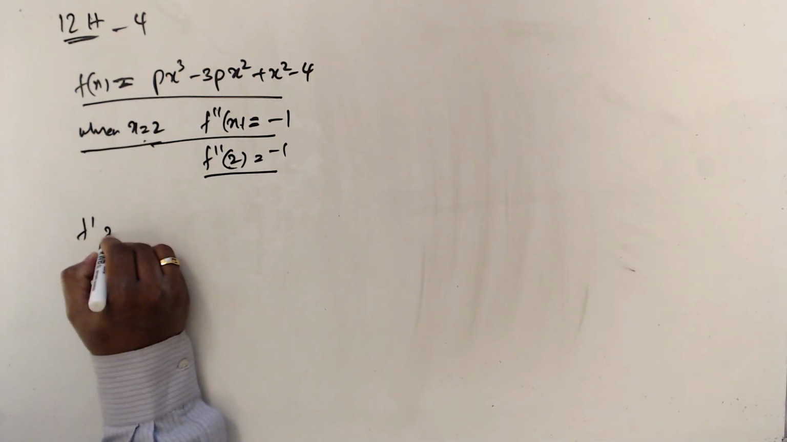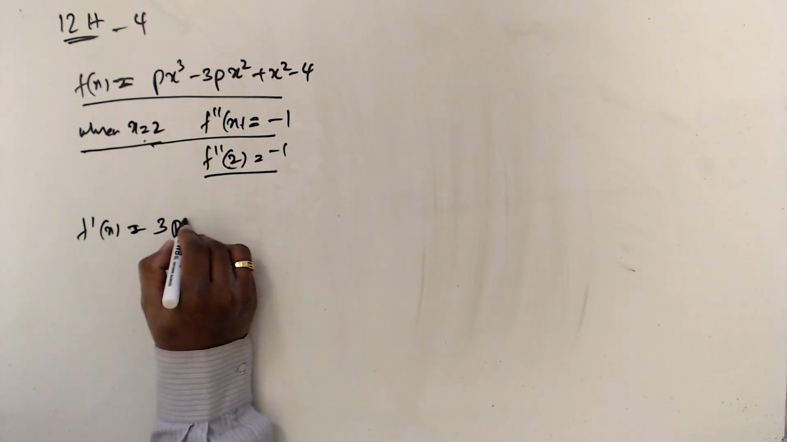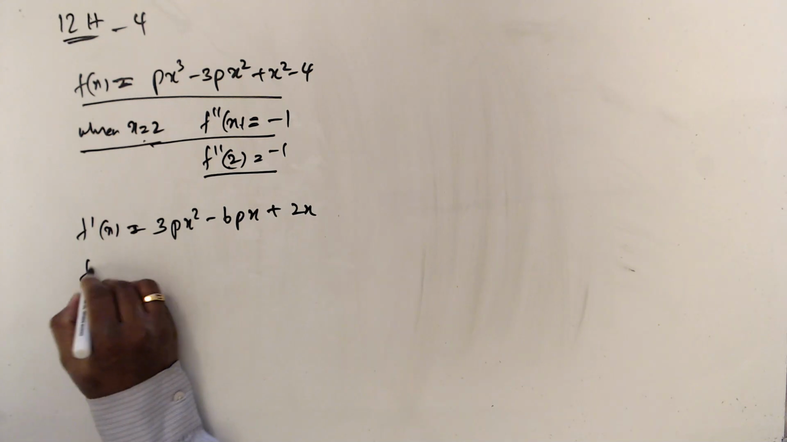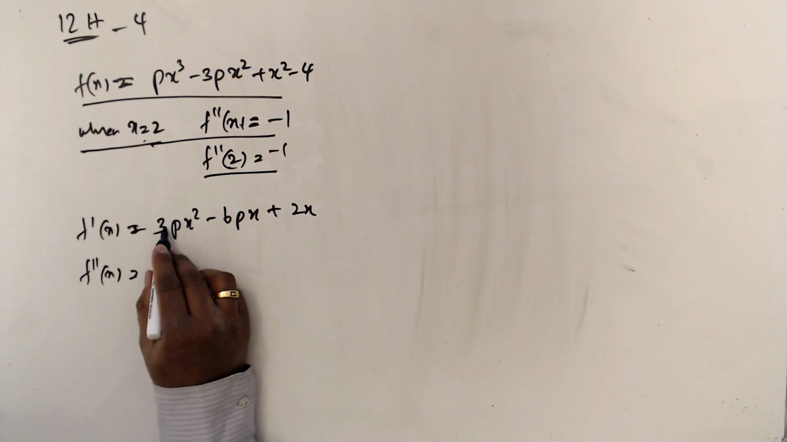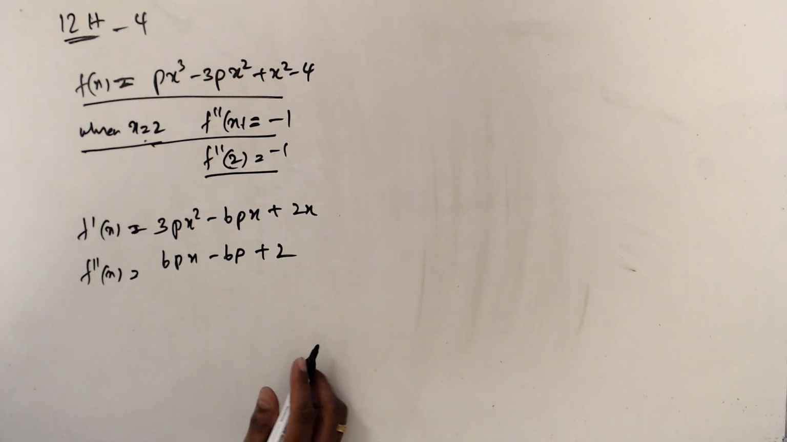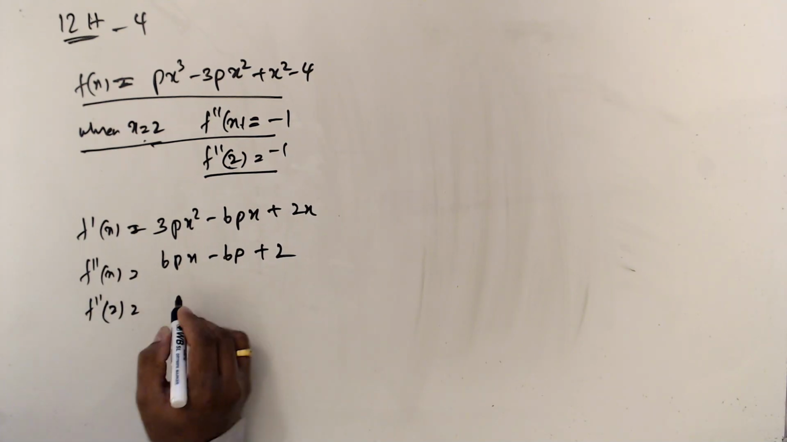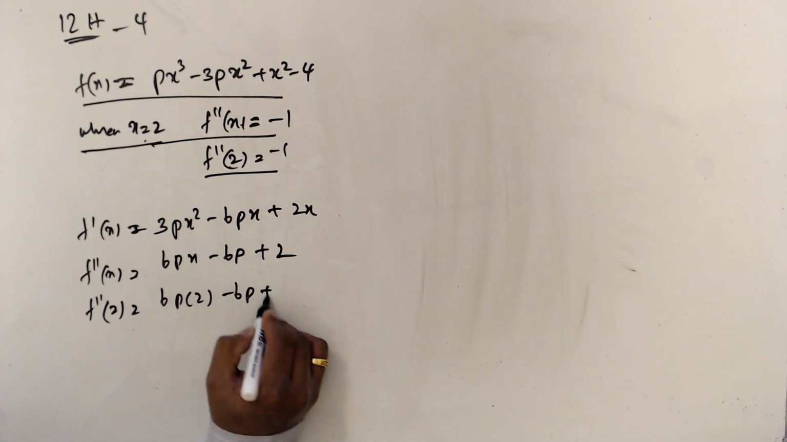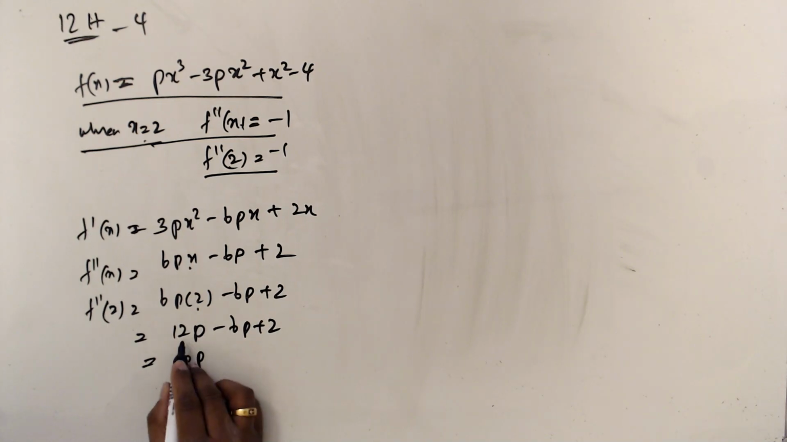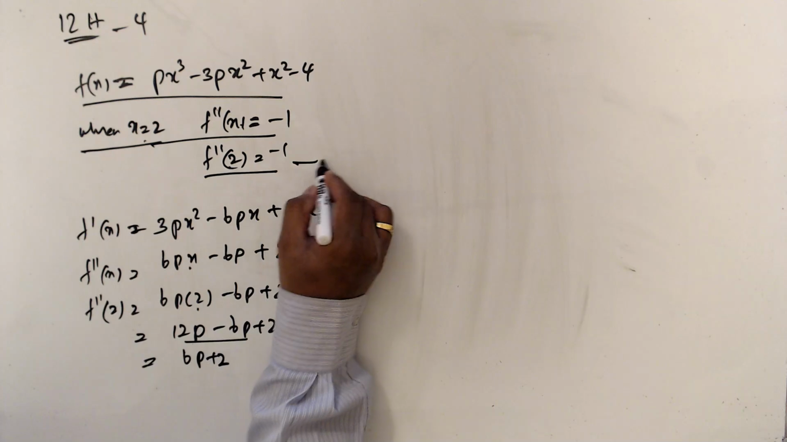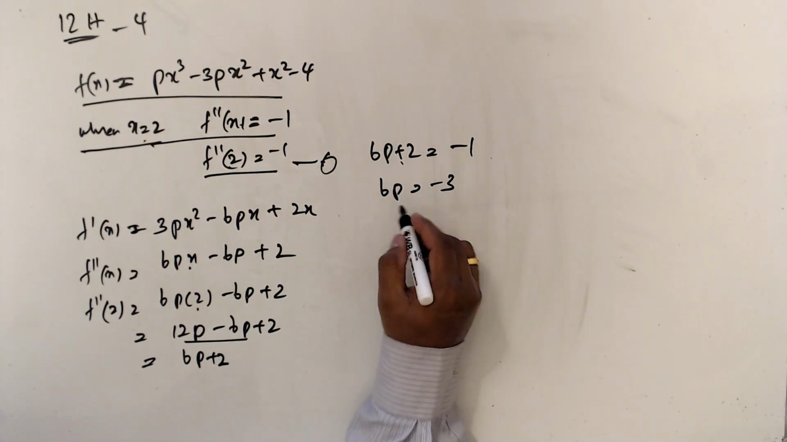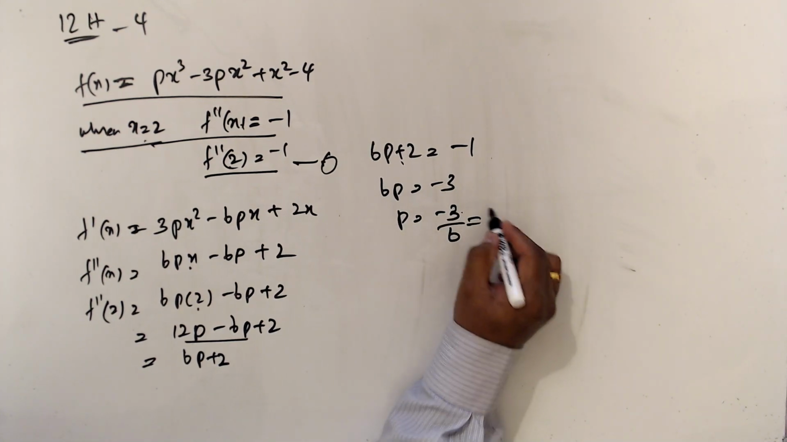Now we find f prime(x) equals 3px square minus 6px plus 2x, and f double prime(x) is going to be 6px minus 6p plus 2. Now I'll substitute 2 into f double prime: 6p times 2 minus 6p plus 2, which is 12p minus 6p plus 2. Now we'll substitute here. So 6p plus 2 equals minus 1. Then 6p equals minus 3, moving the 2 to the other side. p equals minus 3 over 6, which is minus half.